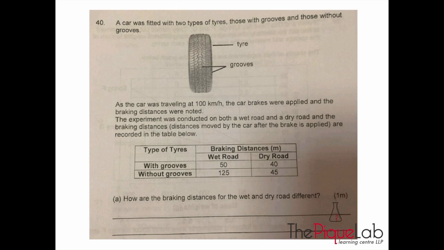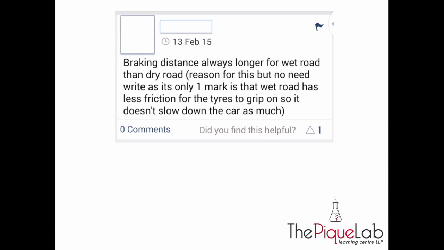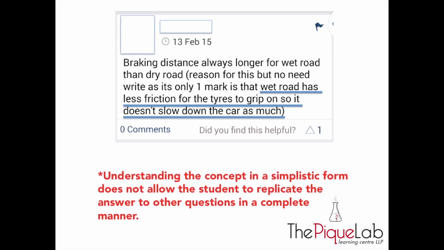The answer that was provided to the student asking this question is that the braking distances are always longer for a wet road than a dry road, because the wet road has less friction for the tires to grip on, so it does not slow down the car as much. And yes, from one point of view, you look at it and you say, yes, this makes sense, right? But the problem is that understanding the concept in a simplistic form does not allow the student to replicate the answer to other questions in a complete manner.